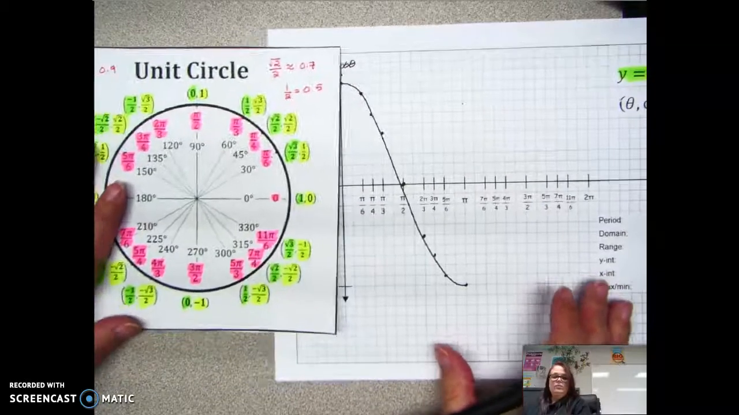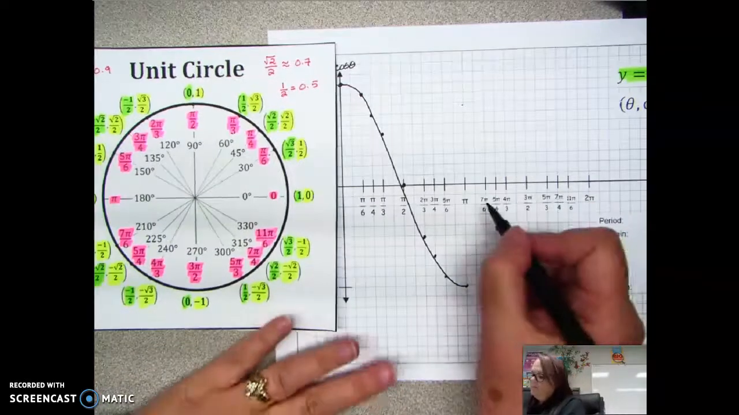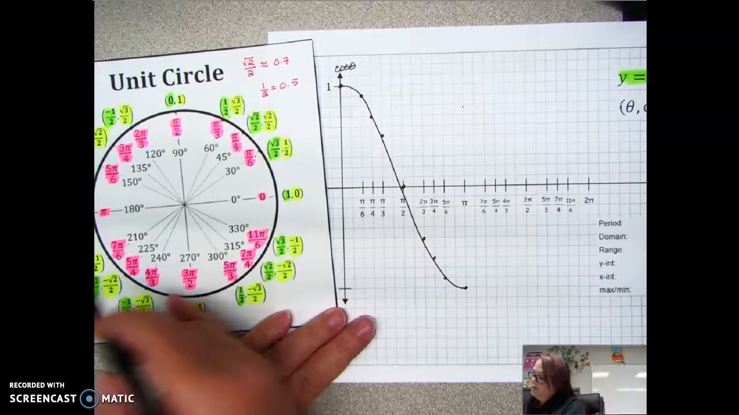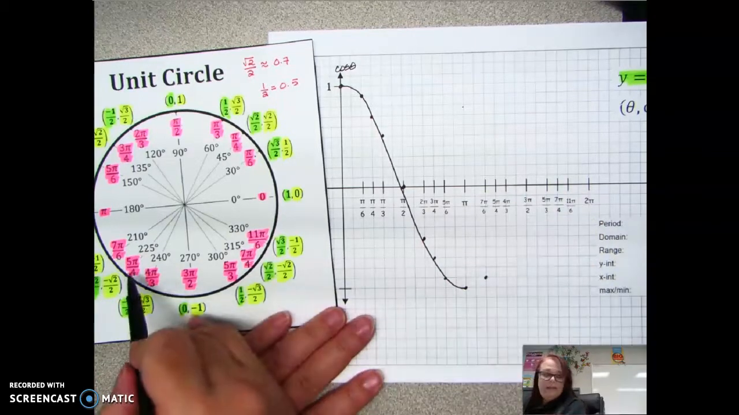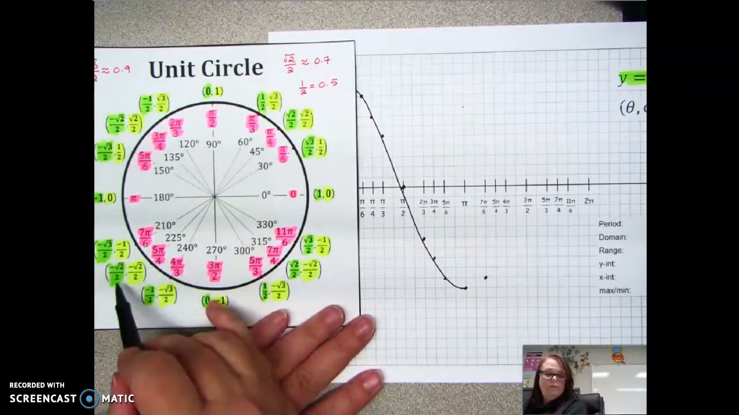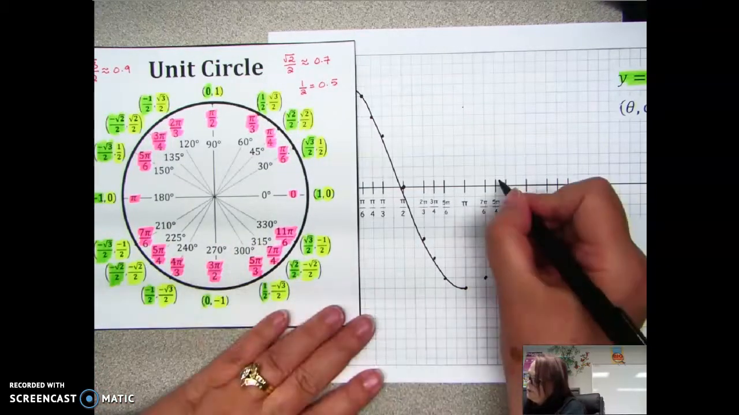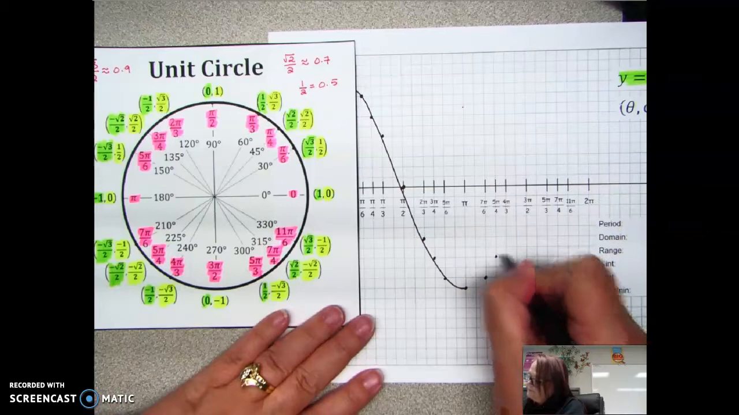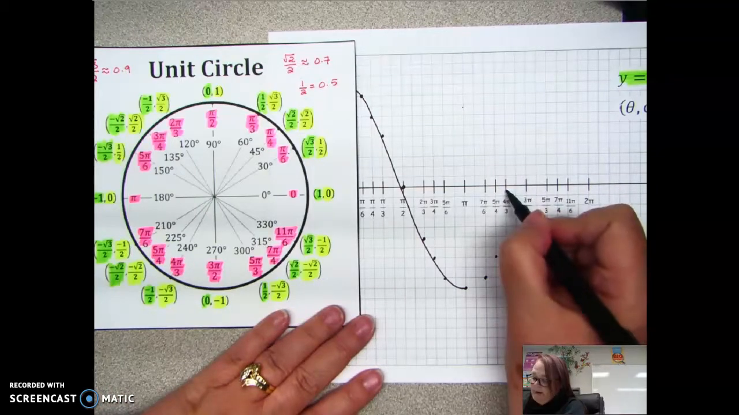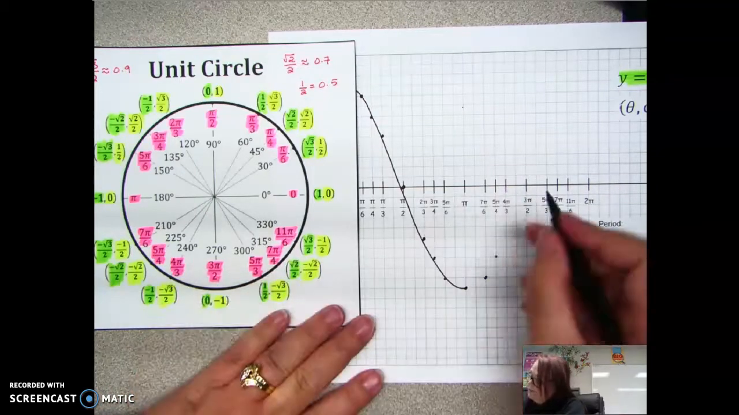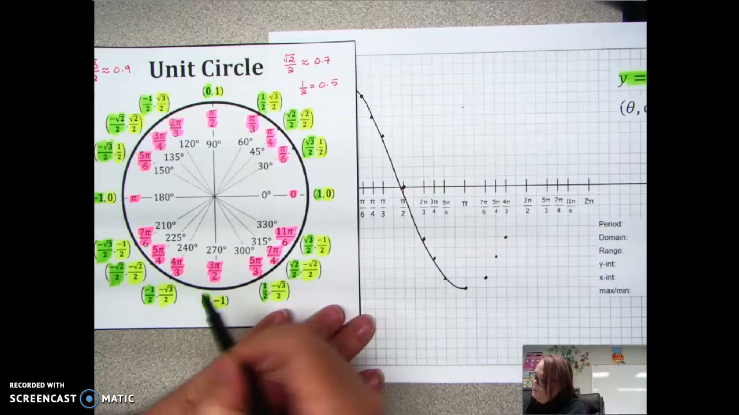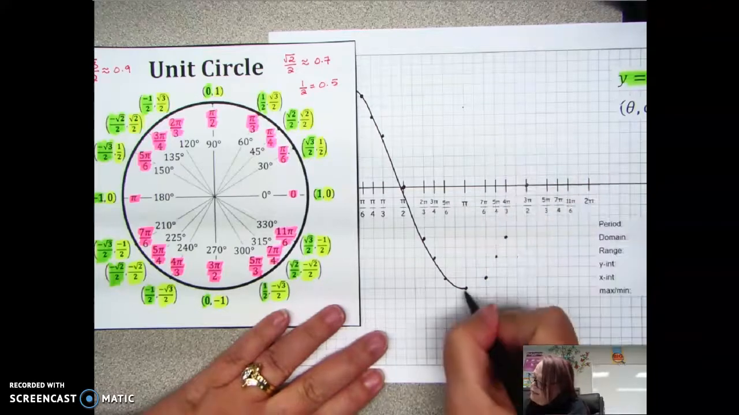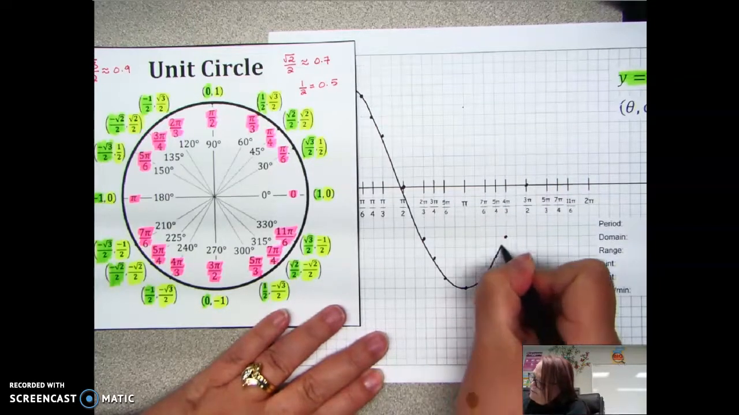So then moving this over a little bit, if I keep going, my 7 pi over 6 is next. So that's negative root 3 over 2 or negative 0.9. At 5 pi over 4, we're at negative root 2 over 2. So that's negative 0.7. At 4 pi over 3, that's going to be at negative 1/2. So that's negative 0.5. 3 pi over 2 is at 0. And so that finishes this off.